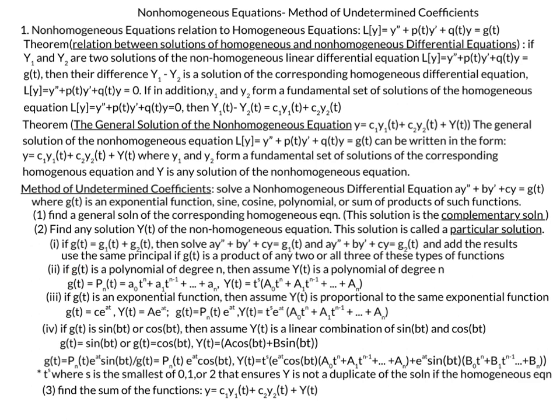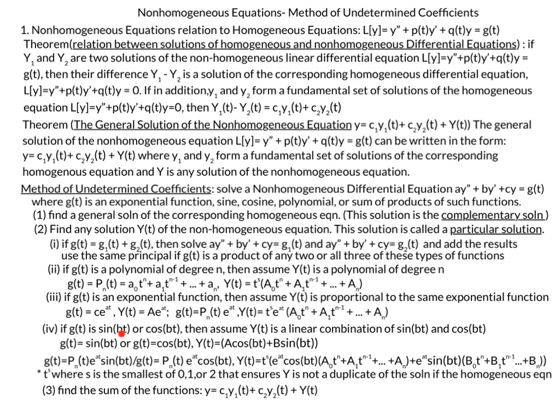So these are the three cases. If g of t is a polynomial of degree n, then we assume our particular solution is a polynomial of degree n. So if g of t is equal to a polynomial of degree n, y of t is also a polynomial of degree n. If g of t is an exponential function, then y of t is going to be proportional to the same exponential function. So if g of t is equal to c e to the at, then y of t is equal to a e to the at.